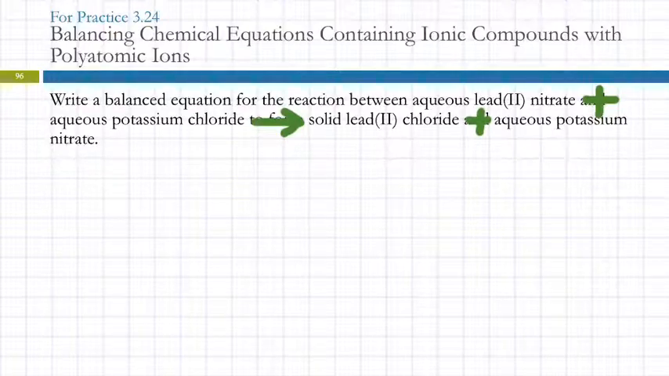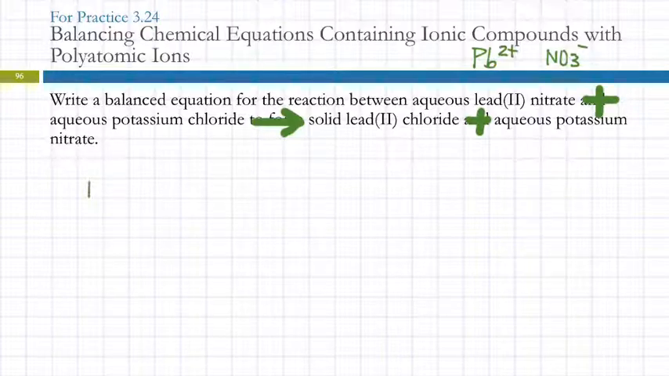Well, we need formulas, right? Our first reactant is lead-2 nitrate. What's the formula for the lead-2 ion? Pb 2+. The Roman numeral gives us the charge. What's the formula for nitrate ion? NO3-. How do you know that? You memorize it. So then we figure out how to put these two together. We need 2 nitrates with 1 of the lead-2s, so their charges add up to 0.